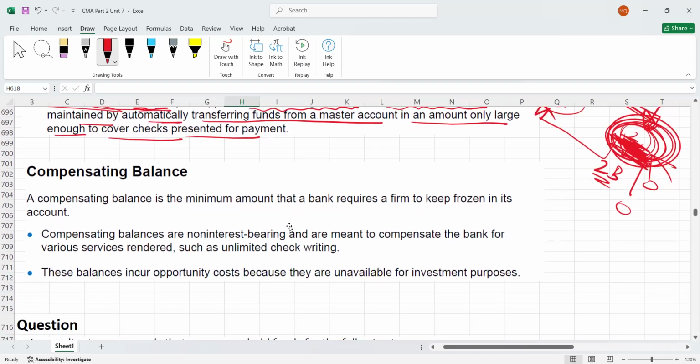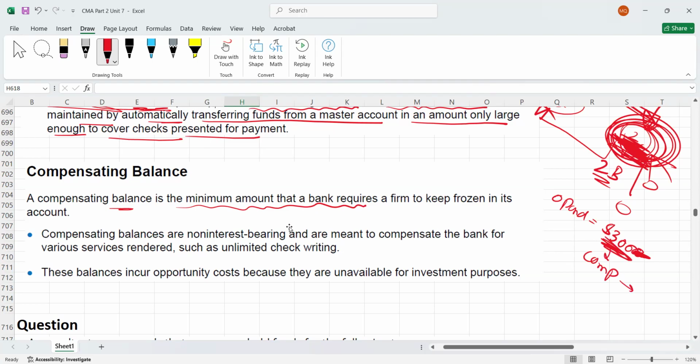Then we have the compensating balance. What is compensating? I have already explained this in previous lectures. For example, you opened a bank account. The bank asks you to maintain, for example, $300 minimum in your bank account. You have to maintain $300. This is called a compensating balance. And if your balance in the bank account is lower than this, the bank will charge you for that, right?